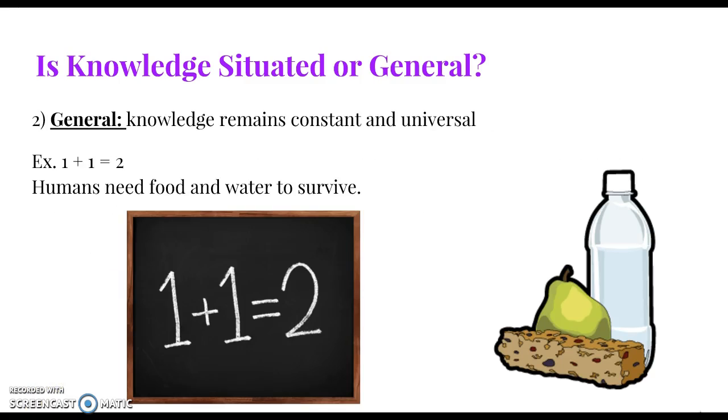If, however, knowledge is seen as general, then it means that it remains constant and universal, no matter the time or place that it occurs within. For example, there's the mathematical fact that 1 + 1 is always 2.